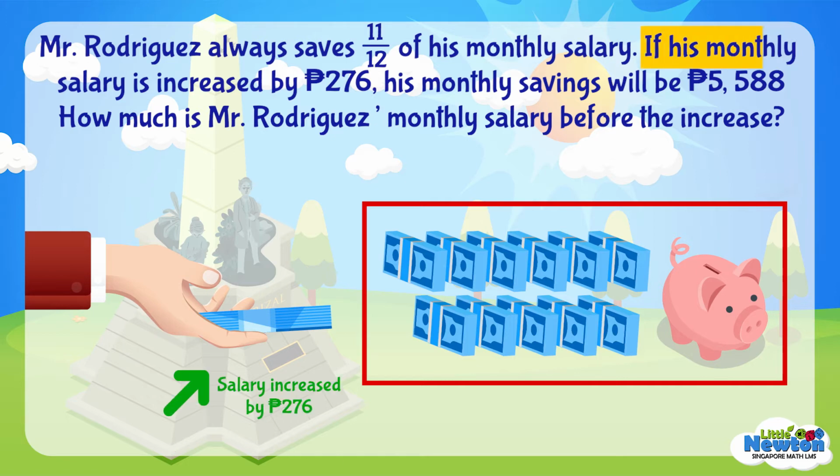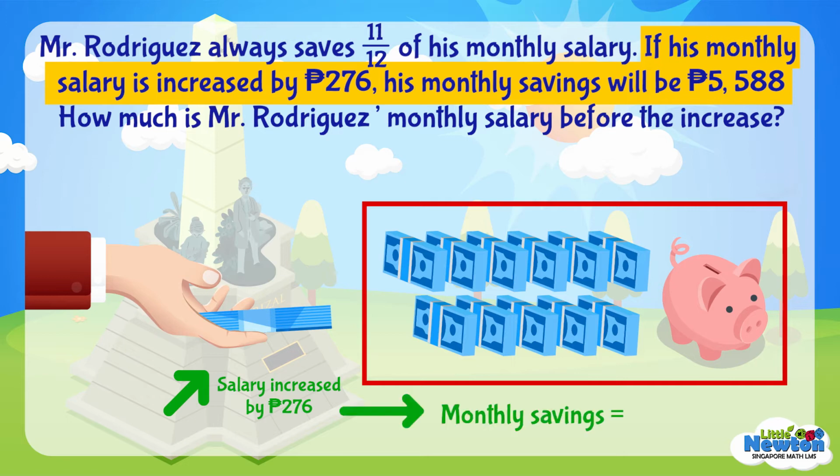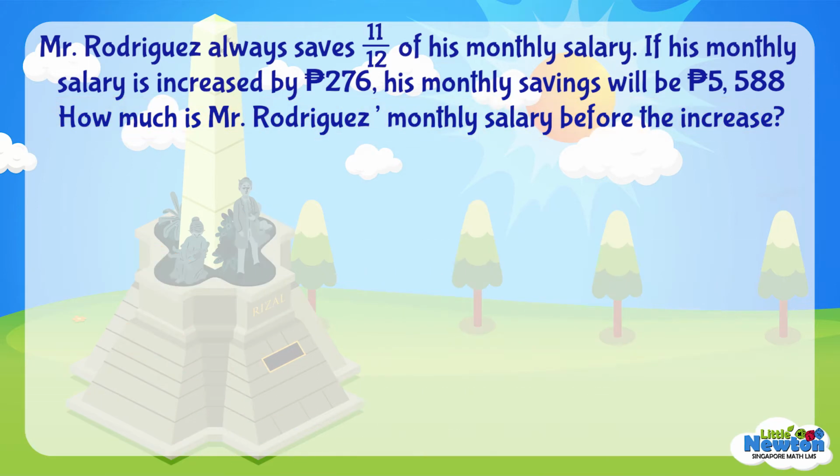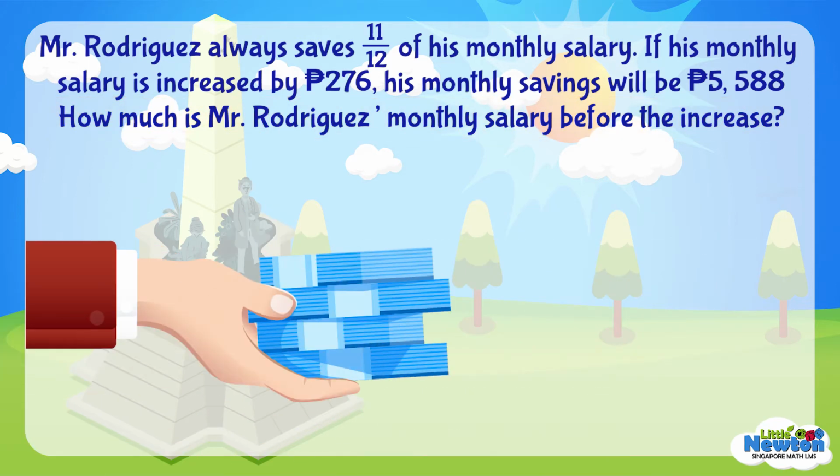If his monthly salary is increased by 276 pesos, his monthly savings will be 5,588 pesos. Do we know how much Mr. Rodriguez's salary is after the increase? No, we have no idea. But we do know with his additional 276 peso increase in salary, his savings will become 5,588 pesos each month. How much is Mr. Rodriguez's monthly salary before his salary increase? The question asks us to find Mr. Rodriguez's salary before the 276 peso increase.